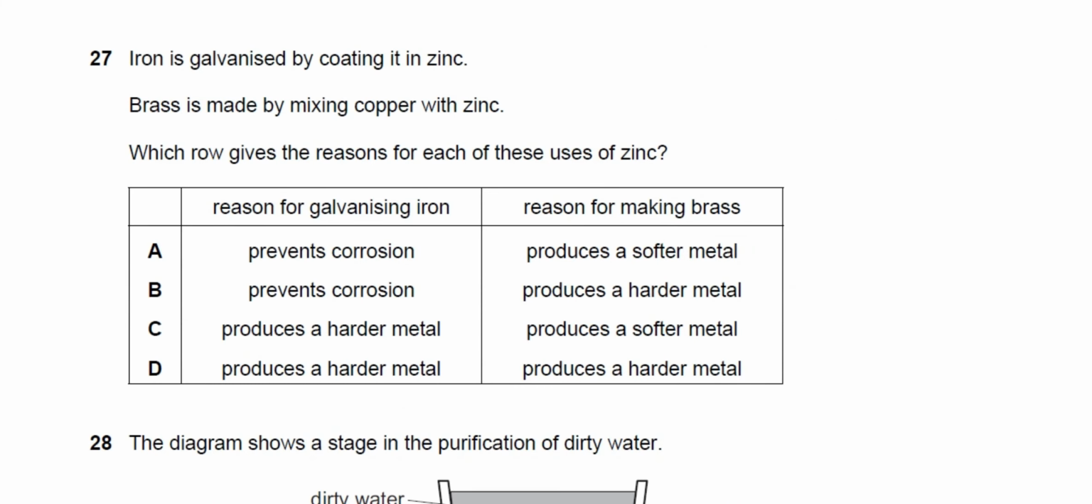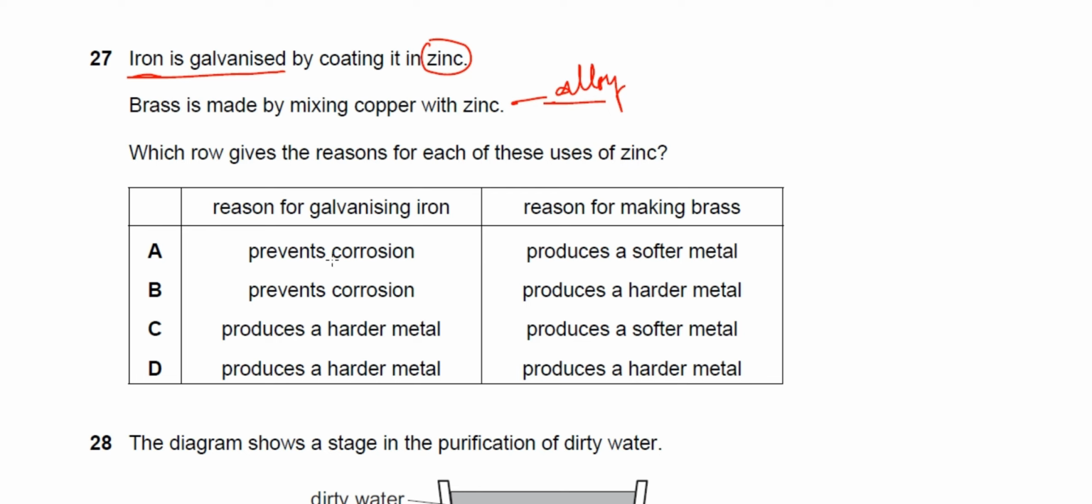Next. In 27, iron is galvanized. Galvanizing is a way of protecting any metal from rusting, and for galvanizing we typically use zinc. Okay. Brass is made by mixing copper and zinc. This is an alloy. Alloy is another way of protecting metals from rusting. Which row gives the reason for each of these uses of zinc?